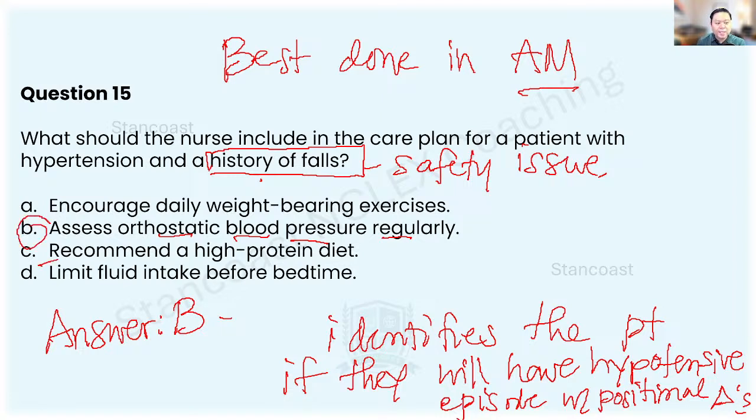Now, letter C, recommend a high protein diet. Well, it's important, but it doesn't address the risk of falls. Letter D, limit fluid intake before bedtime. We're not going to do that if there's no reason to really limit it. We're going to make sure that the fluid intake of our patient is balanced. We do not want to excessively limit the fluids in this patient because it can also lead to hypotension and dehydration.